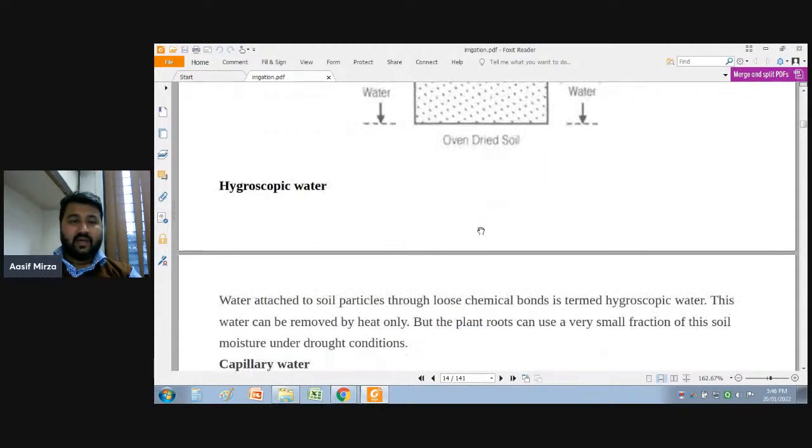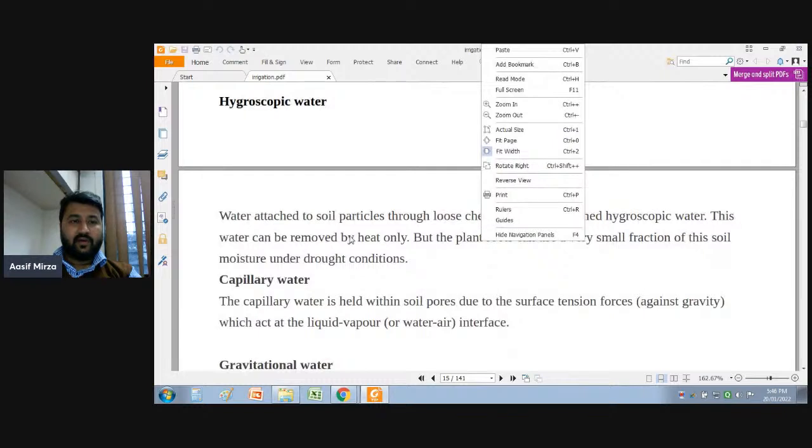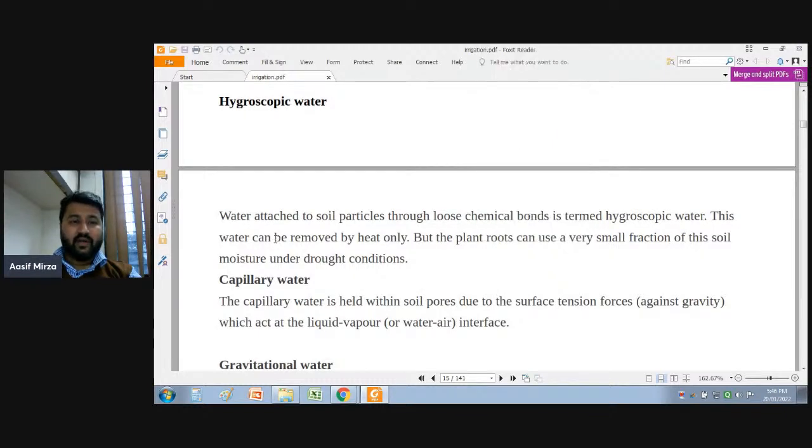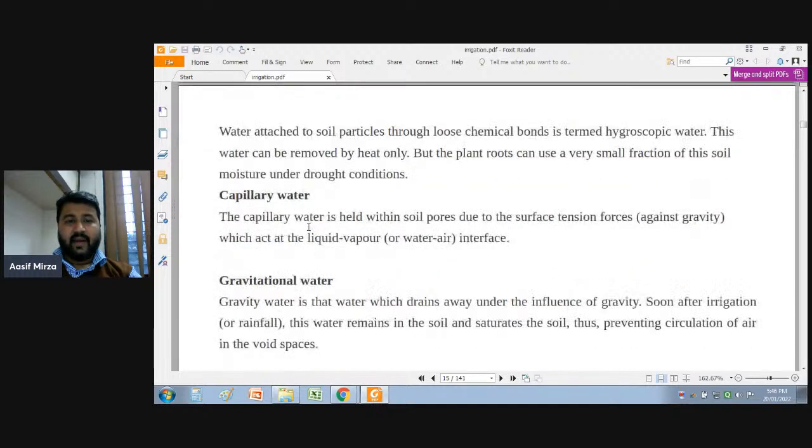So we will move to the hygroscopic water. Hygroscopic water is nothing but the water attached to soil particles through loose chemical bonds. This water can be removed by heat only, but the plant roots can use a very small fraction of the soil moisture under drought conditions.